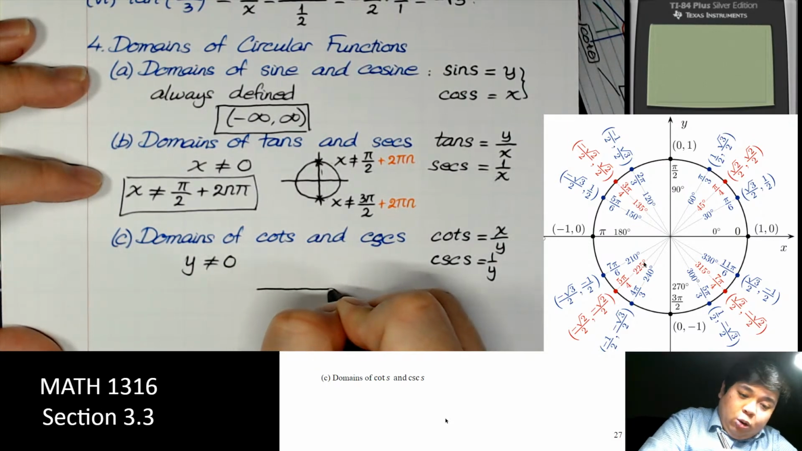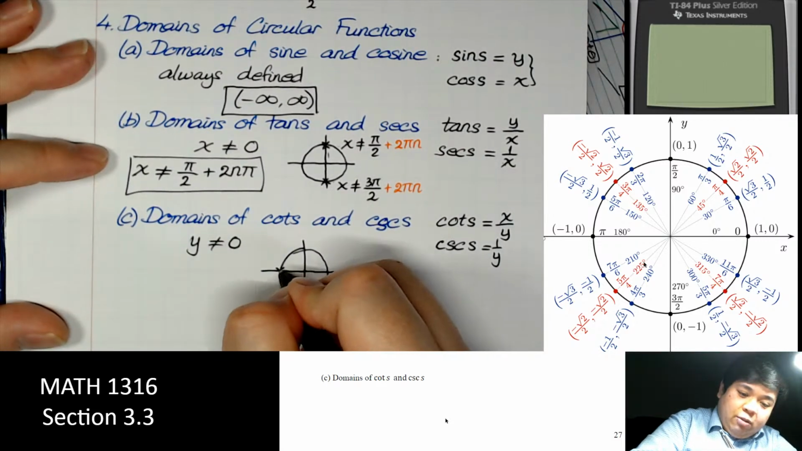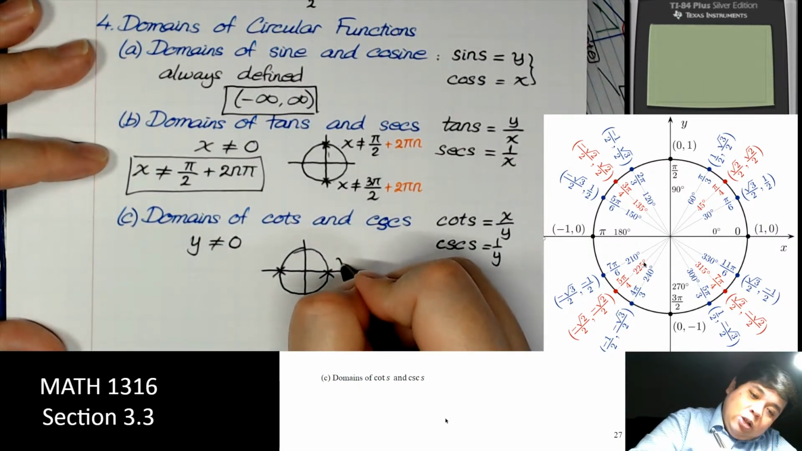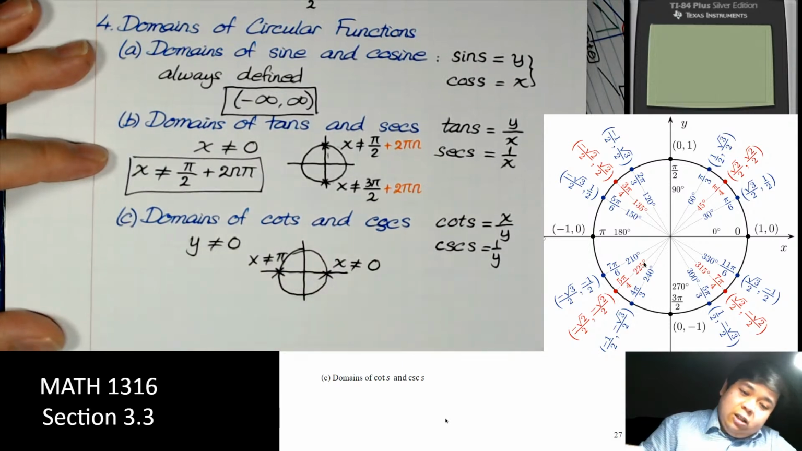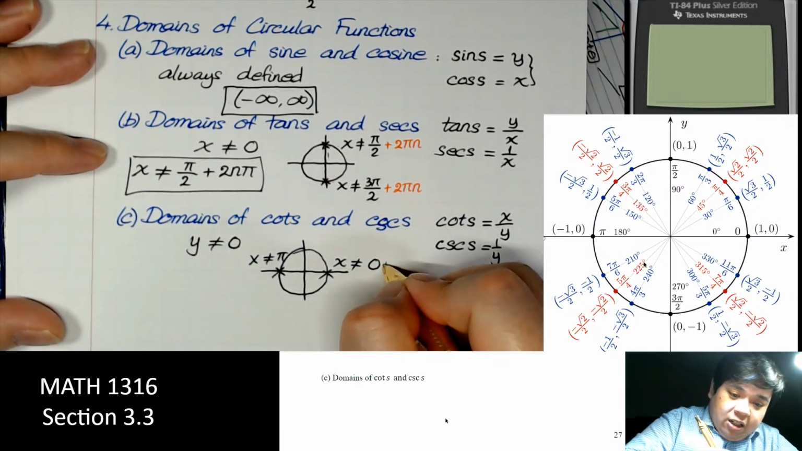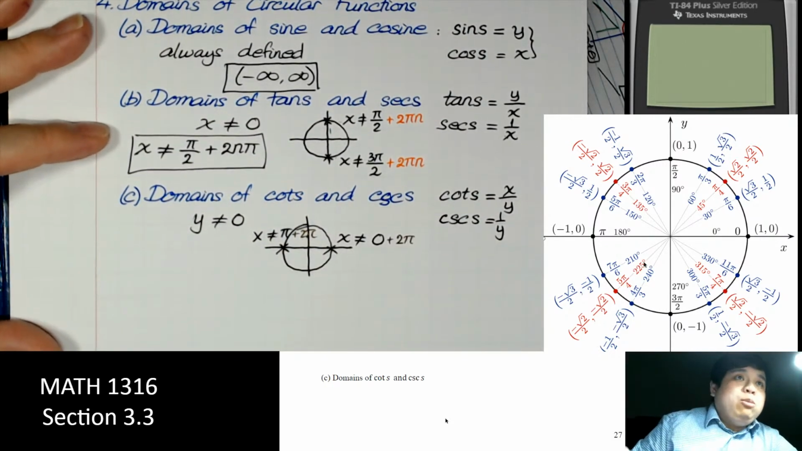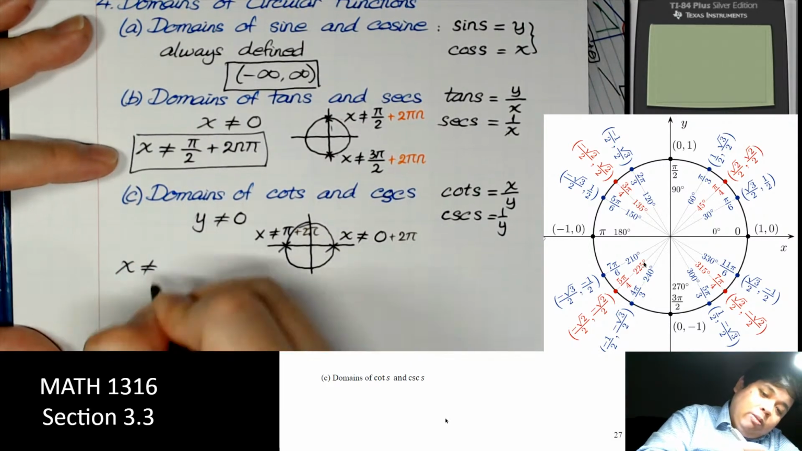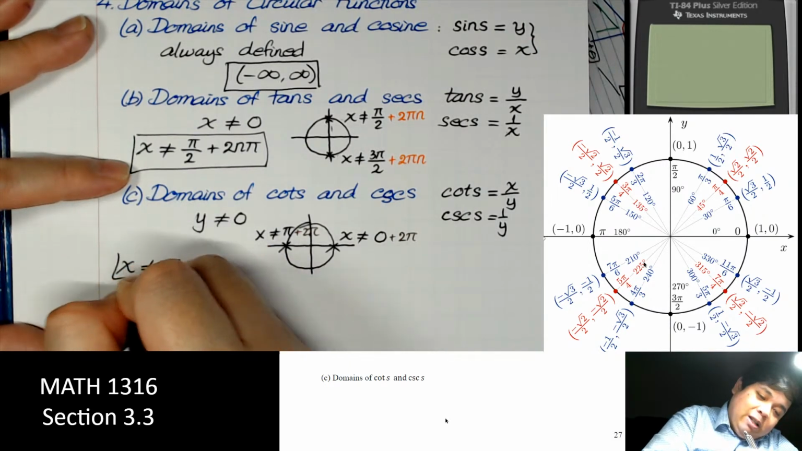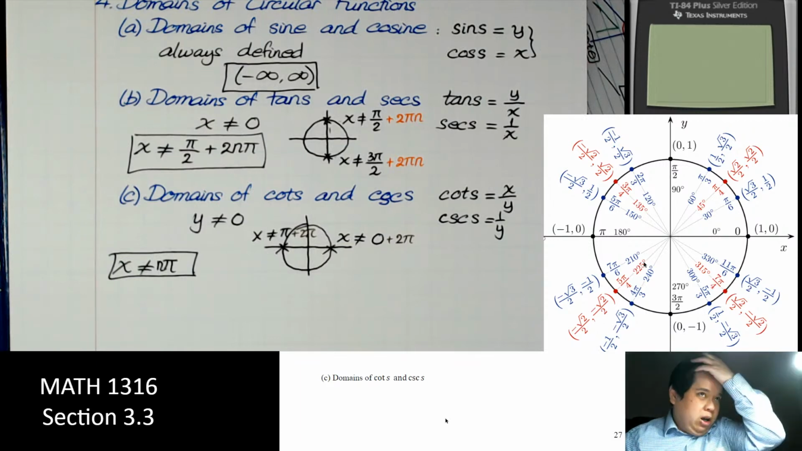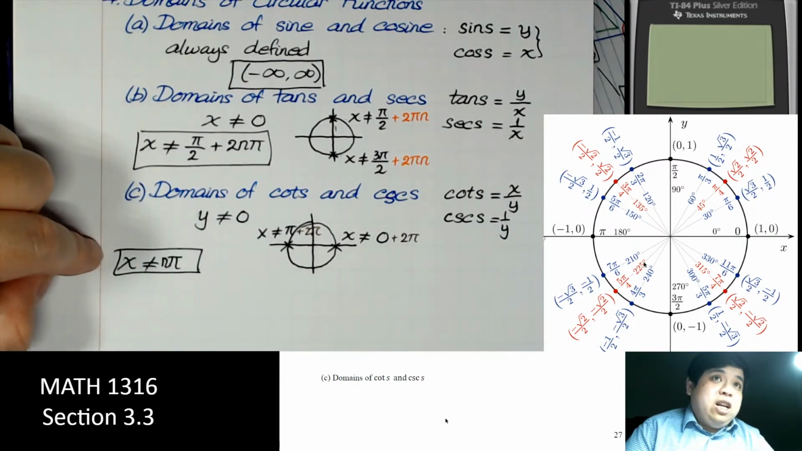And y not equal to 0 on the unit circle means we cannot have this point and this point. So x cannot be equal to 0, x cannot be equal to pi. But then, of course, we can add pi to have coterminal angles. When we put them together, x cannot be equal to n pi. It cannot be a multiple of pi. So we have the domain of sine and cosine, domain of tangent and secant, domain of cotangent and cosecant.